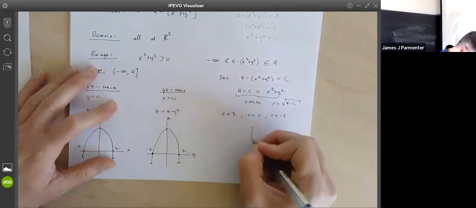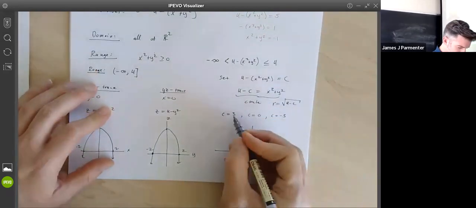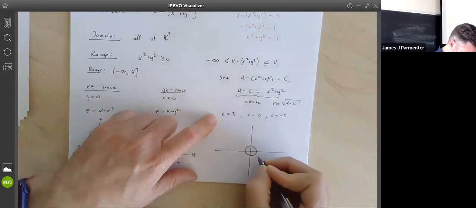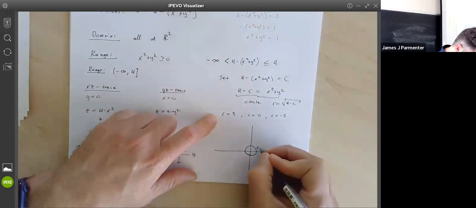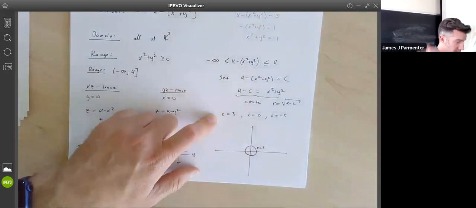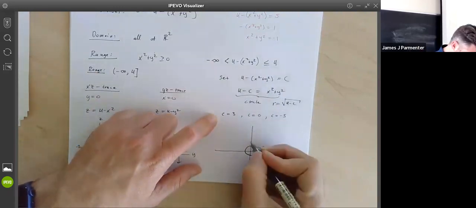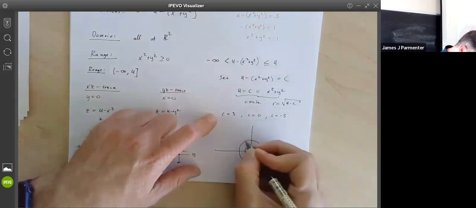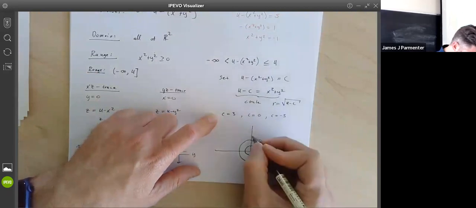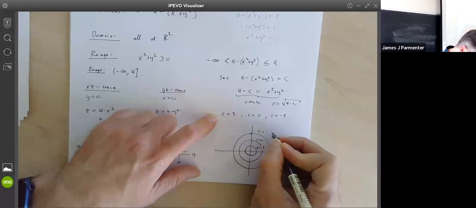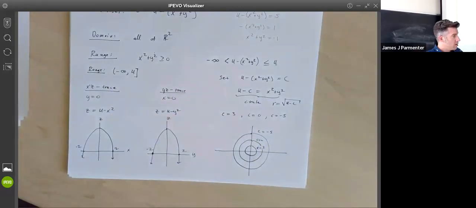So if c equals 3, I get a circle of radius 1. And you should label how high you are, because that's what c is. It's how high you are. And then c equals 0, I'm going to get a circle of radius 2. And then c equals -5, I'm going to get a circle of radius 3. So we can see that the lower we go, the wider, the bigger the circles get.